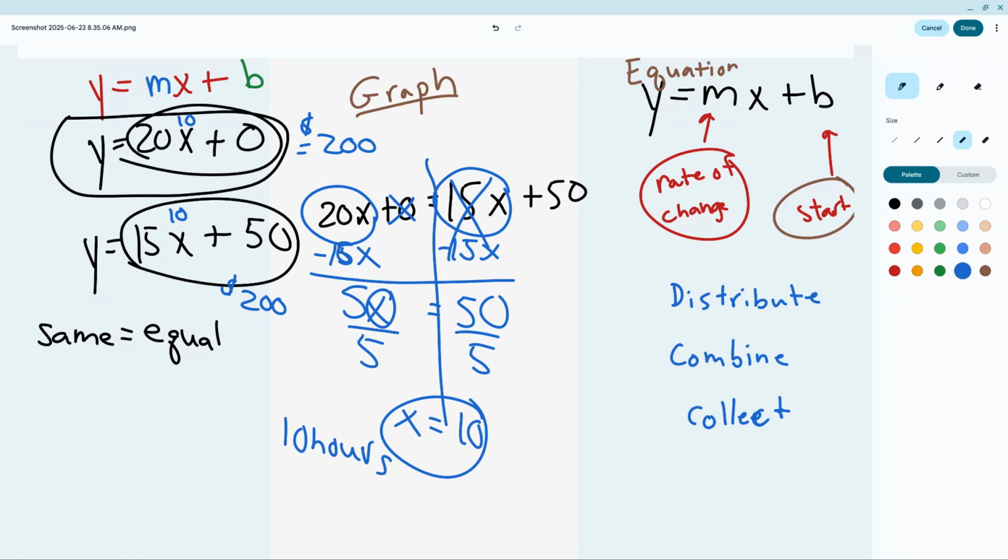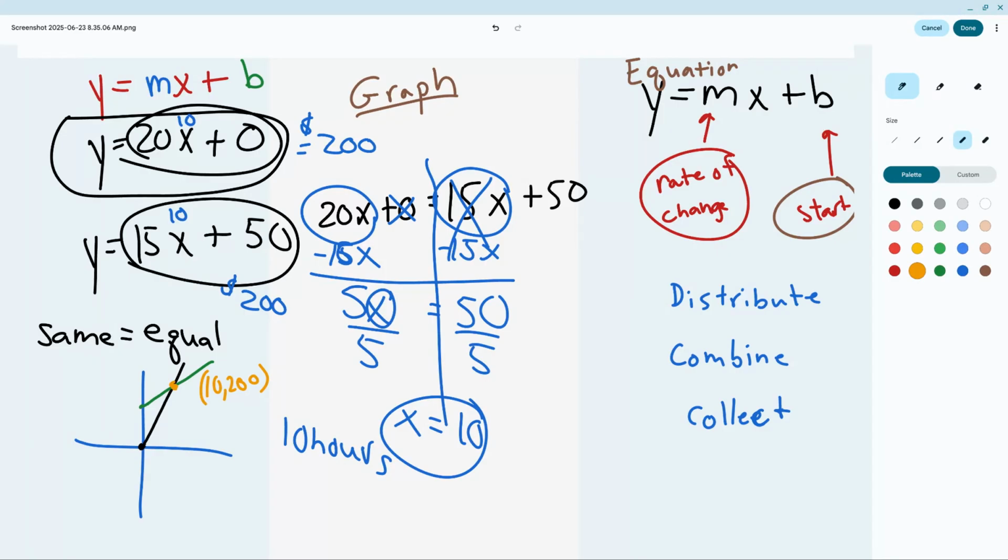So on a graph, if I were to graph this, one of these starts at 0 down here, and it goes up $20 per hour. And one of these starts at 50, but it only goes up $15 per hour. So the solution is where they cross, and they cross at 10, 200. So after 10 hours, they will both have $200.